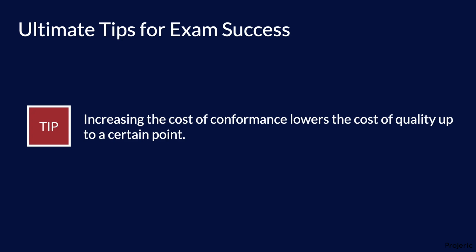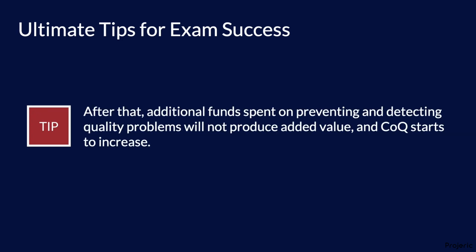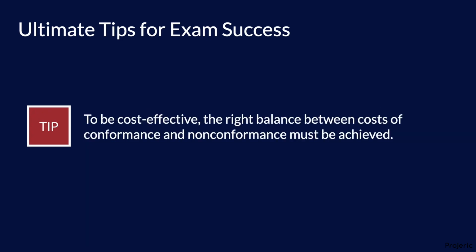Increasing the cost of conformance lowers the cost of quality up to a certain point. After that, additional funds spent on preventing and detecting quality problems will not produce added value, and COQ starts to increase. To be cost-effective, the right balance between costs of conformance and nonconformance must be achieved.